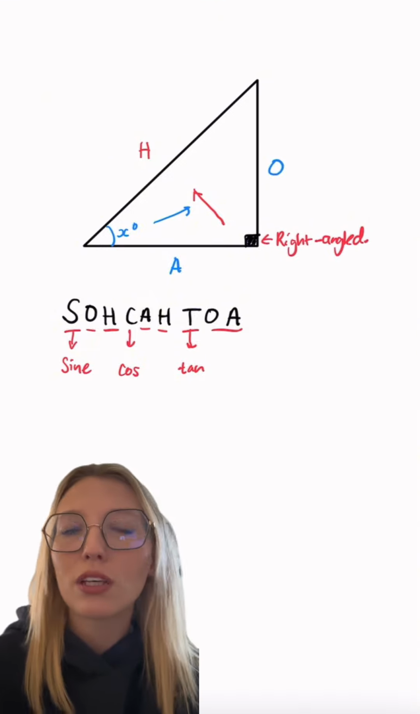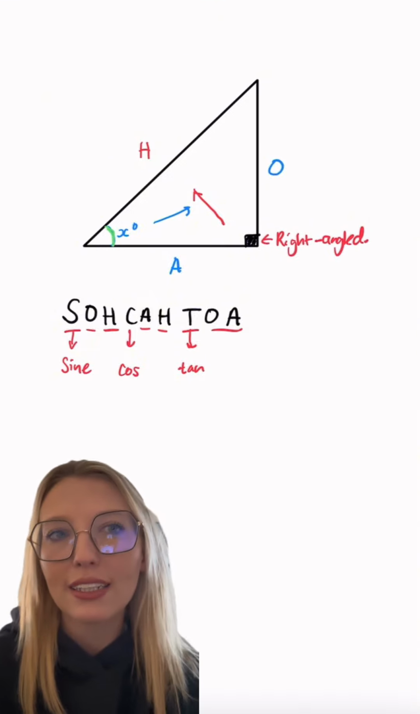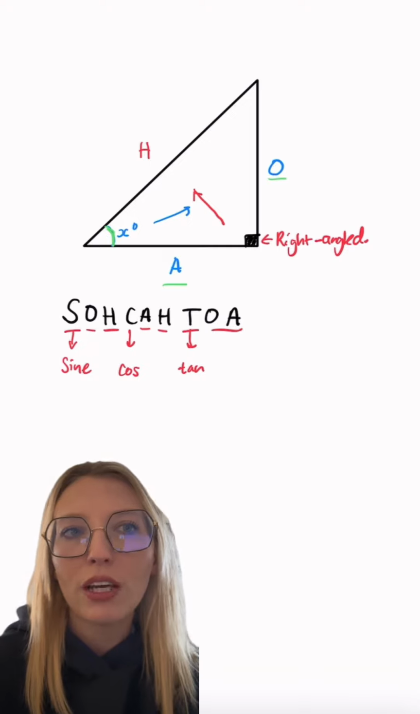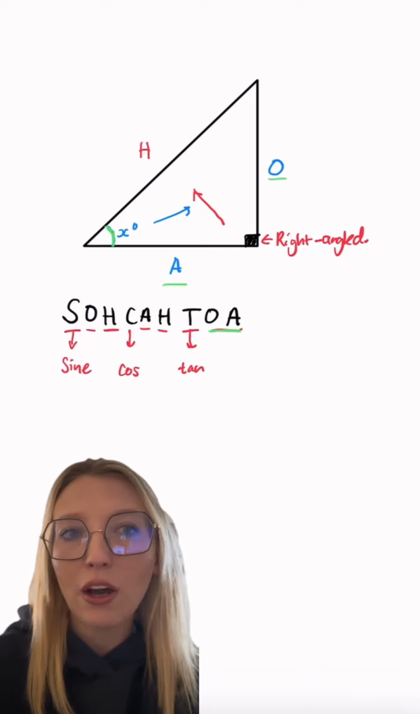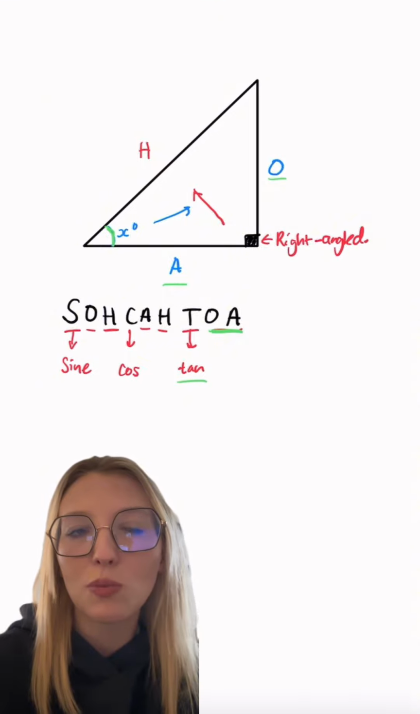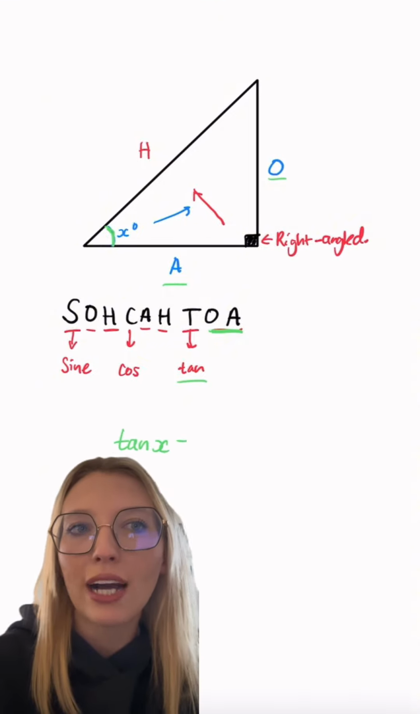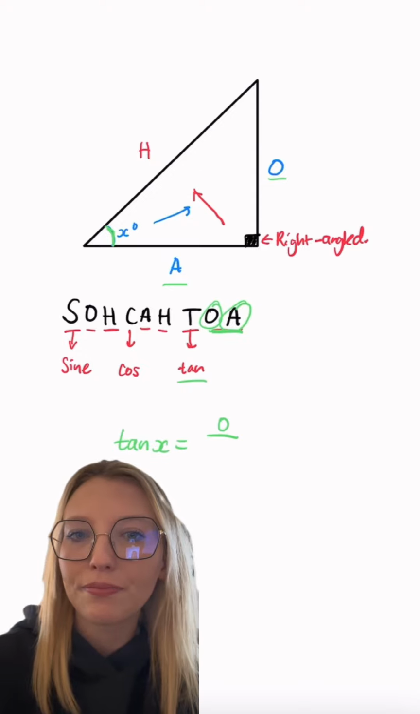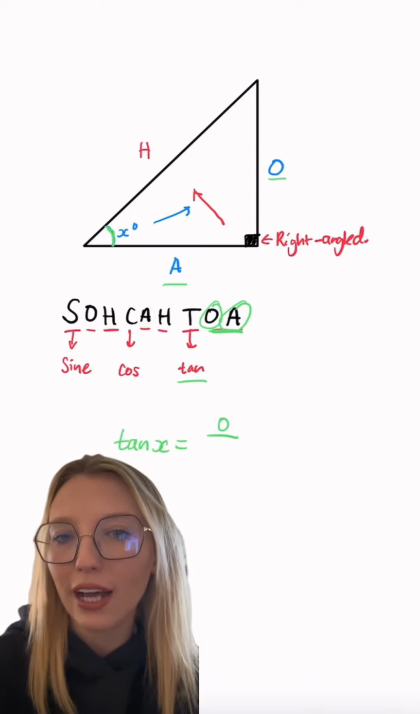So let's now suppose that we are asked to find angle X given we are looking at A and O. What we want to find in SOHCAHTOA is where O and A stand together, and that's here, which means we need to use tan. So tan of our angle will be equal to the opposite over the adjacent length. And this is how you would find angle X.